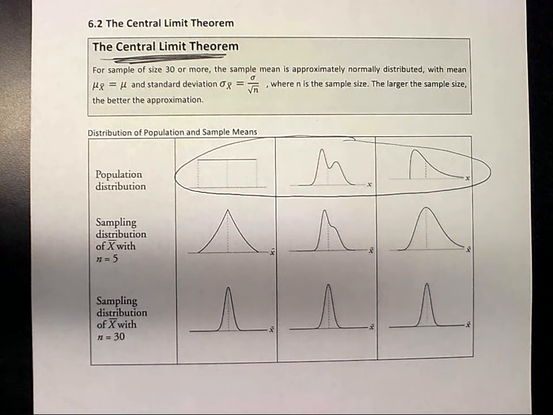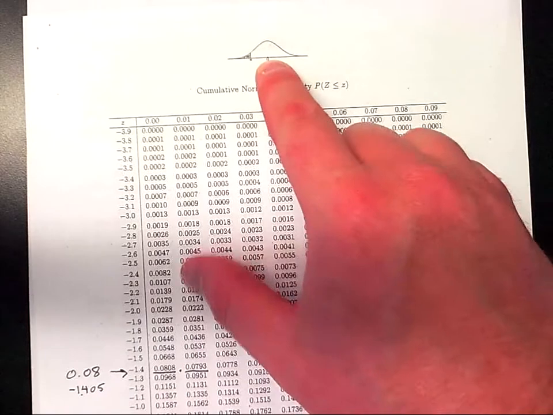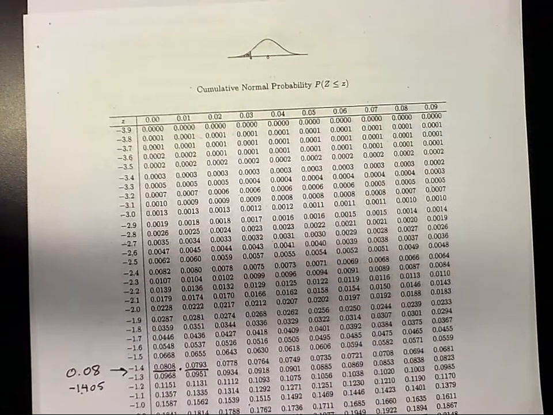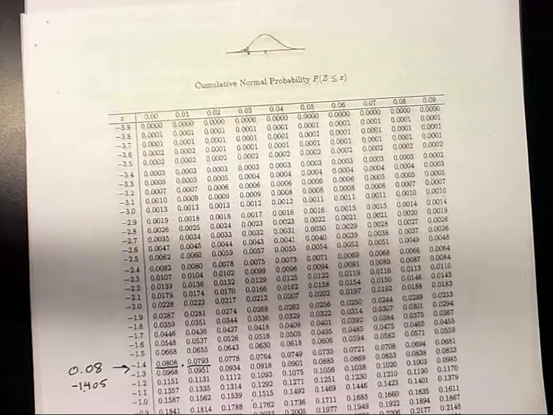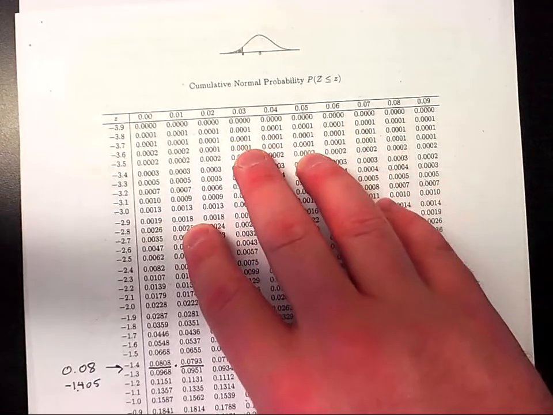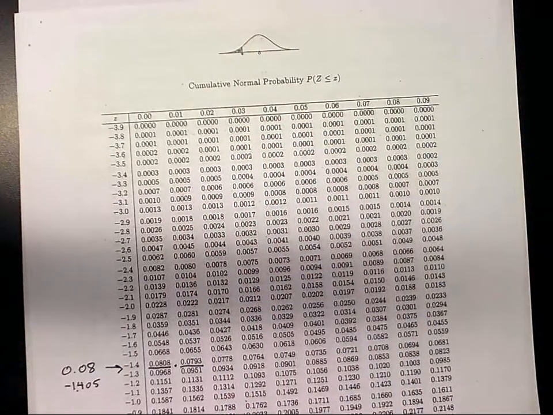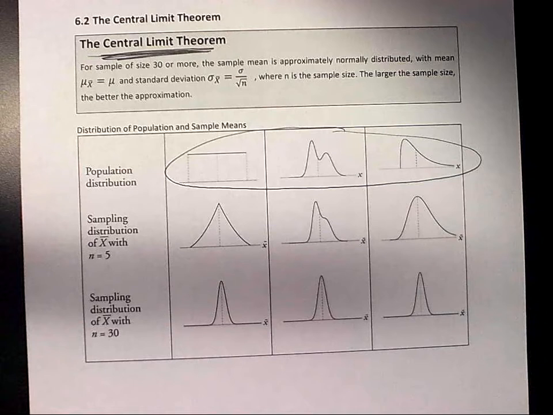When can we use z? When it's normally distributed. Again, if you go to our z table, at the top of the z table, we have this very, very specific graph that we can use this table for, and it's only for a normal distribution, for a bell-shaped curve.